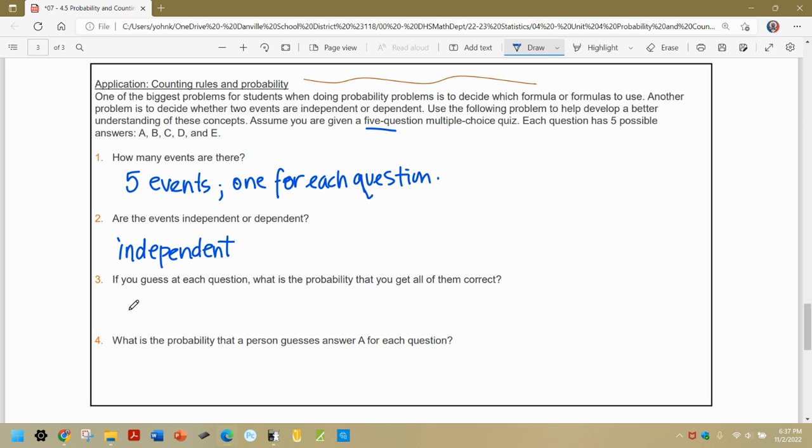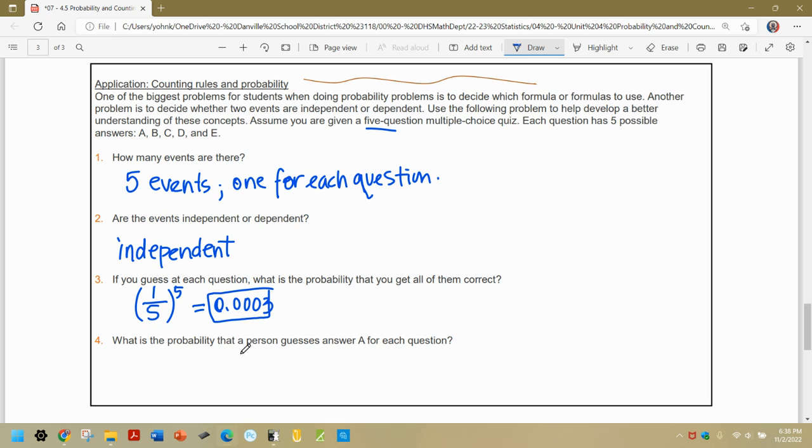Okay, number 3, if you guess at each question, what is the probability that you get them all right? Well, there are 5 choices for each question, and there's only one right answer. So you have a 1/5 probability of getting the question correct. But since they're all independent, I can multiply it by itself 5 times for each of the 5 questions. So 1/5 to the 5th power. That gives me 0.0003. It's pretty small that you'll get them all right if you just guess.